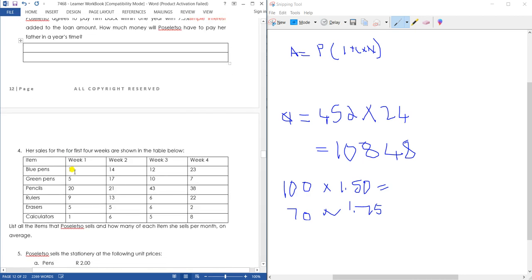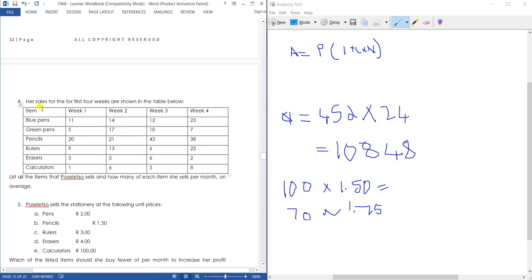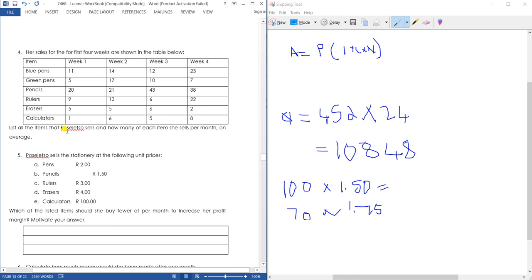That's for number 3. And for number 4, her sales for the first 4 weeks are shown in the table below: week 1, week 2, week 3, and week 4. These are her sales. For week 1, she sold about 11 pens. Week 2, she sold about 14. Week 3, 12, and the last week 23. List all the items that Puseletso sells and how many of each item she sells per month on average. Puseletso sells the stationery at the following unit prices.